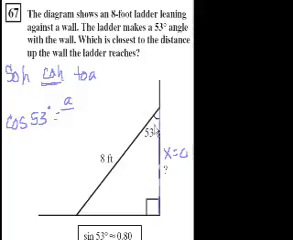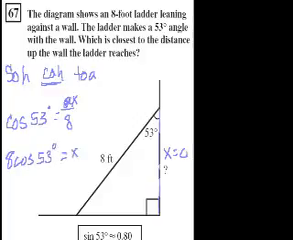Cosine of 53 equals the adjacent side over the hypotenuse. The hypotenuse is 8. I could write x there. X is the adjacent side, right? So we multiply both sides of this by 8. We get 8 times the cosine of 53 degrees is equal to x.